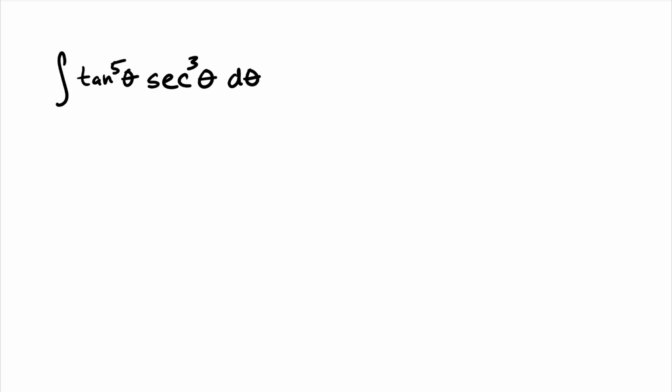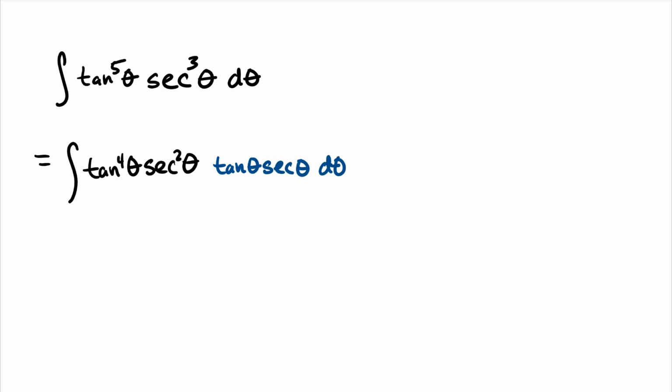So if we have two odd powers, that means we could probably just break off a secant tangent. What's the derivative of secant? Secant tangent, or tangent secant, depending upon how you like to say it. So let's break one off of both. Let's reduce the tangent to the fourth and secant squared. We lost a power on both of them, and now we're going to replace it. I'll write it as tangent secant of theta d theta.